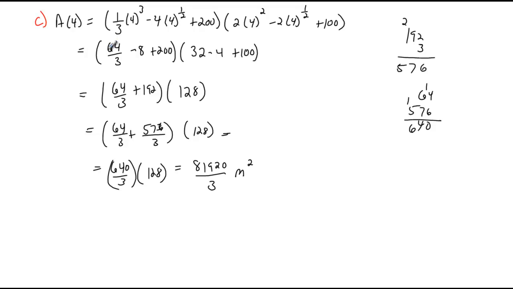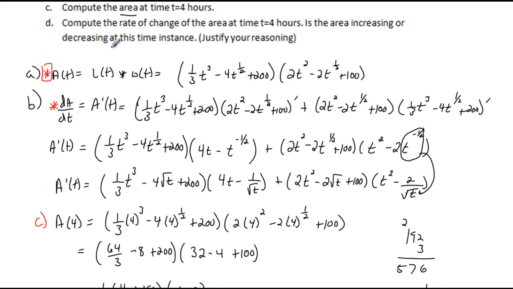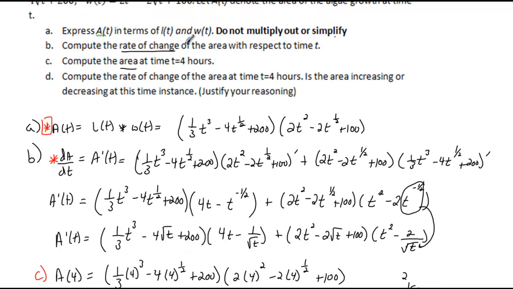In part D, we're going to advance this one step further. We just used the area formula, and in D, we're going to have to find the rate of change. We're going to find the rate of change of the area at time t equals 4 hours, and we have to determine whether or not this is increasing or decreasing. We're going to have to justify this. So we're thinking rate of change. Hopefully now at this point we're recognizing this is the derivative.